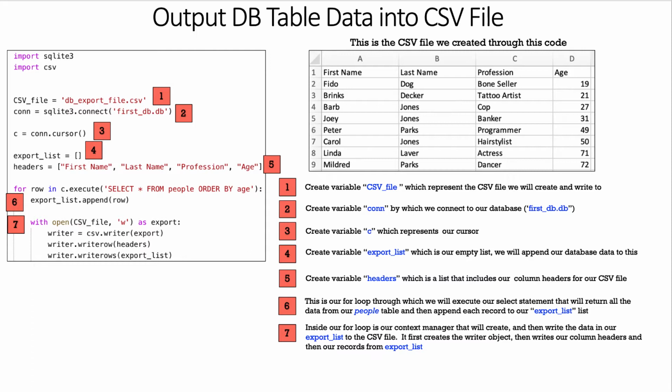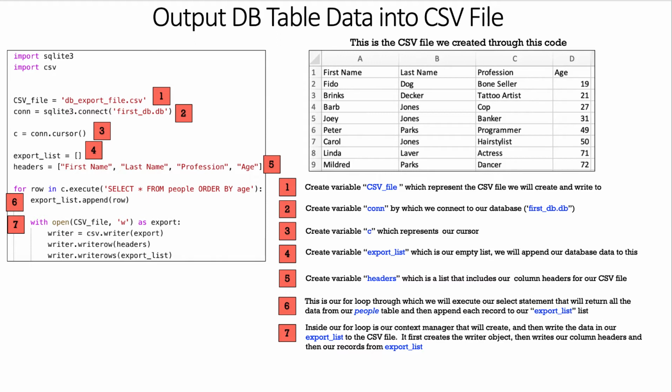3 is variable C, which represents our cursor, through which we will be able to manipulate or interact with our database data. 4, we create our variable export list, which is our empty list. We will append our database data to this. It's this that we'll use as a vehicle to then import into our CSV file. 5 will create the variable headers, which is a list that includes our column headers for our CSV file.